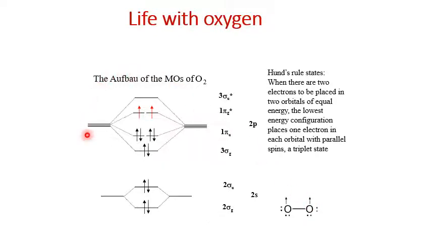From the molecular orbital diagram, it is very clear that there are two unpaired electrons residing over the pi star antibonding molecular orbital of oxygen. That is why oxygen is paramagnetic. The molecular oxygen that we all inhale is paramagnetic because of the presence of two unpaired electrons. It is a triplet molecule: S value is equal to half plus half, so the spin multiplicity will be 3. So this is a paramagnetic oxygen molecule.